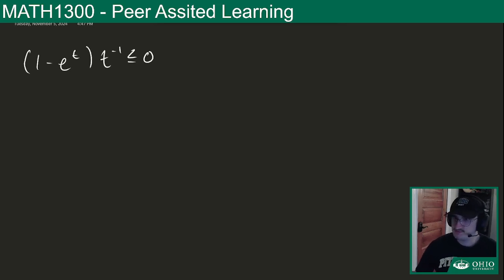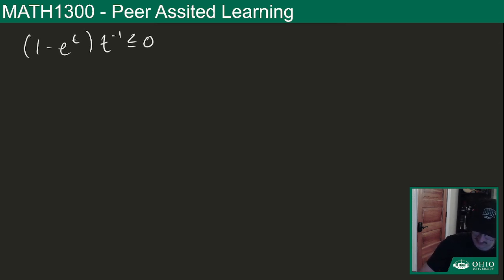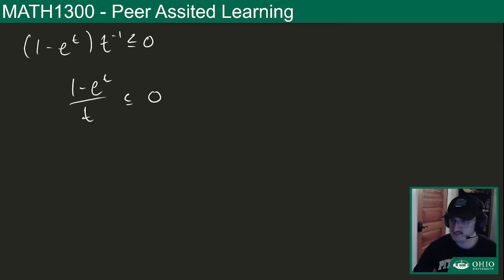This is a challenge problem solution on solving an inequality with exponential functions. So the first thing I want to do is get rid of this negative exponent. It's kind of causing me trouble. Hopefully we're all familiar with the notation I use here. But remember, t to the negative 1 can become a fraction, 1 over t.